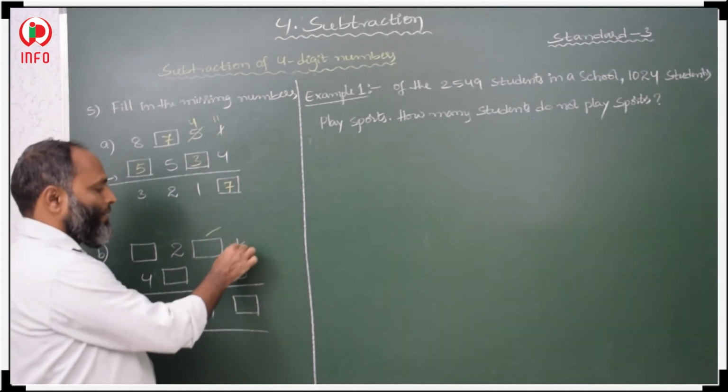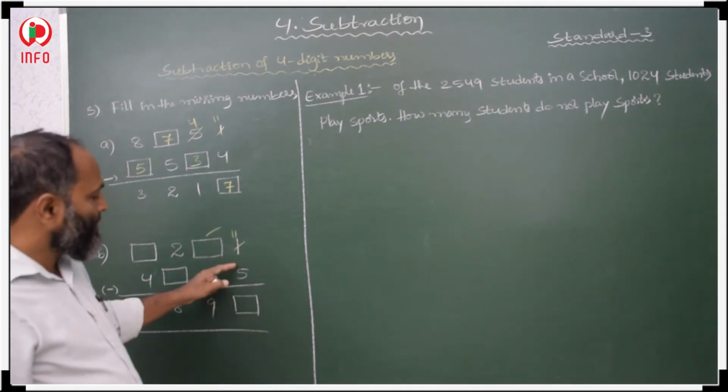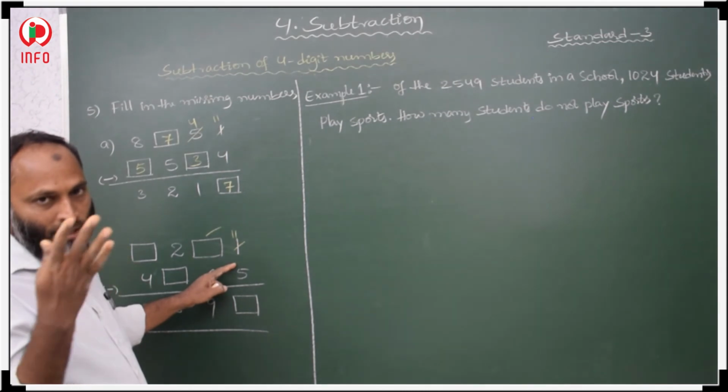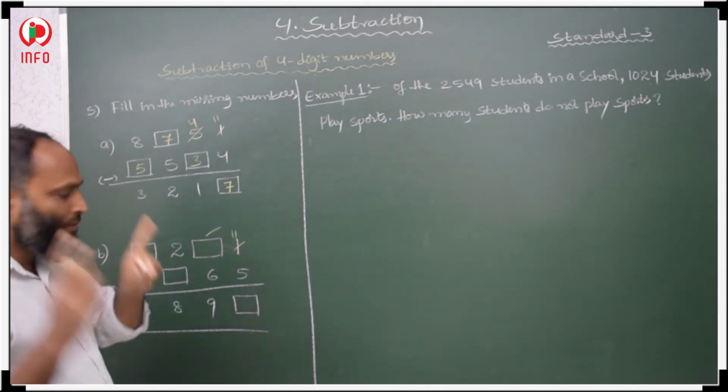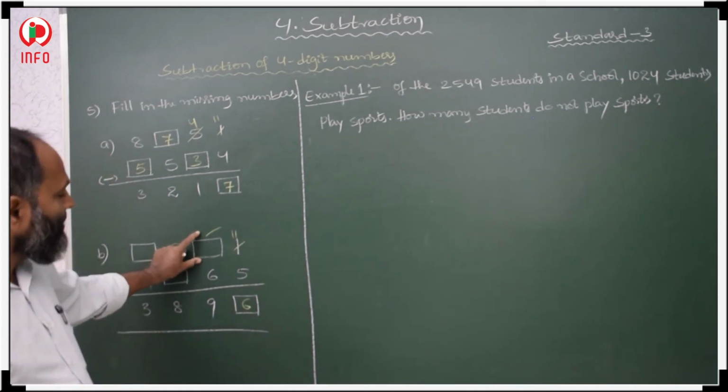So it will get 11. 11 minus 5 means from 6 to 11 we have to count: 6, 7, 8, 9, 10 and 11. Total 6.